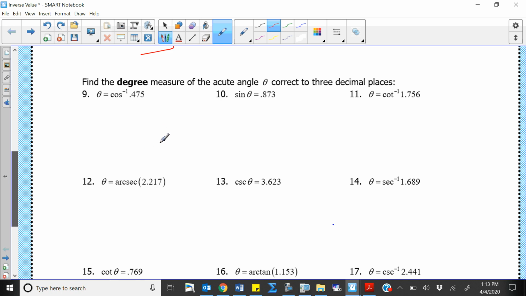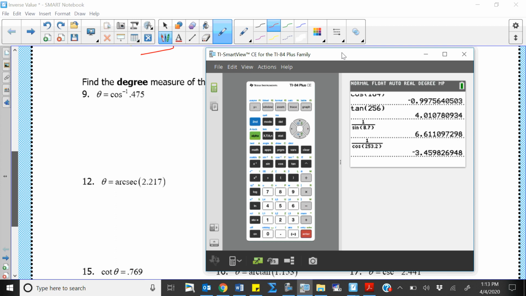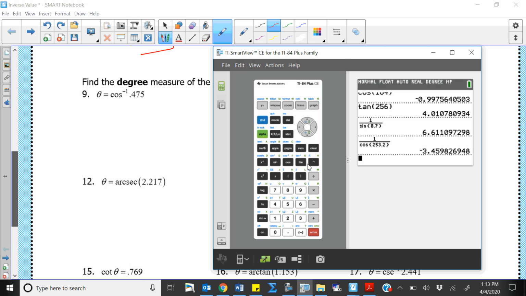For these questions, we need to find the angles. Basically, we're going to work on inverse values. The first one is easy. Theta is equal to cosine inverse of 0.475. Basically, we're looking for the angle whose cosine is equal to this value. I have a button defined for this one. You see we have sine, cosine, and tangent, and on top of them we have sine -1, cosine -1, and tangent -1. So just go to second cosine, that gives me cosine -1.